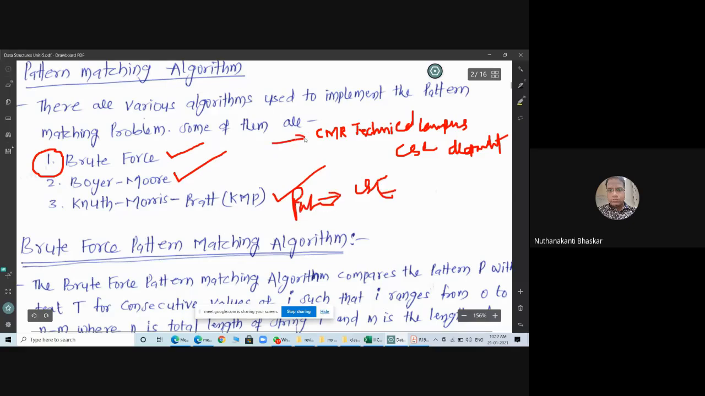This is my string, or maybe the main text. Now I want to search this CSE in this pattern. Now tell me, sir, as a human being, how are we going to search? As a human being, how are we going to search the CSE?